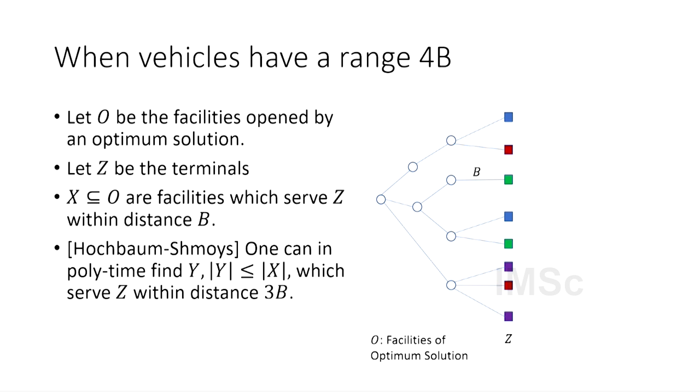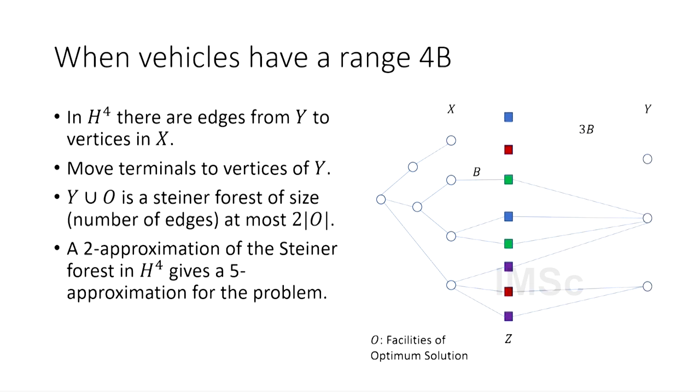And this is a bit weird. You saw the reason for 2b. I do not have a simple argument for why, with 4 times b, you can suddenly go from log to a constant. But it's interesting that if you increase the range of vehicles in this manner, you can get a constant approximation. I have nice slides for it, but I don't have the time, so we'll skip that.